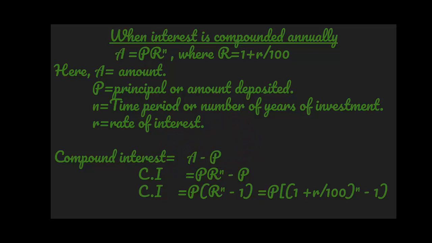So from here you can take out P common. So inside the bracket, R raised to the power n minus 1. Now this R is 1 plus R divided by 100. When the interest is compounded annually, the value of R is this. So putting the value of R in, you will get this. So this is the formula that we will use to calculate the compound interest when it is compounded annually.